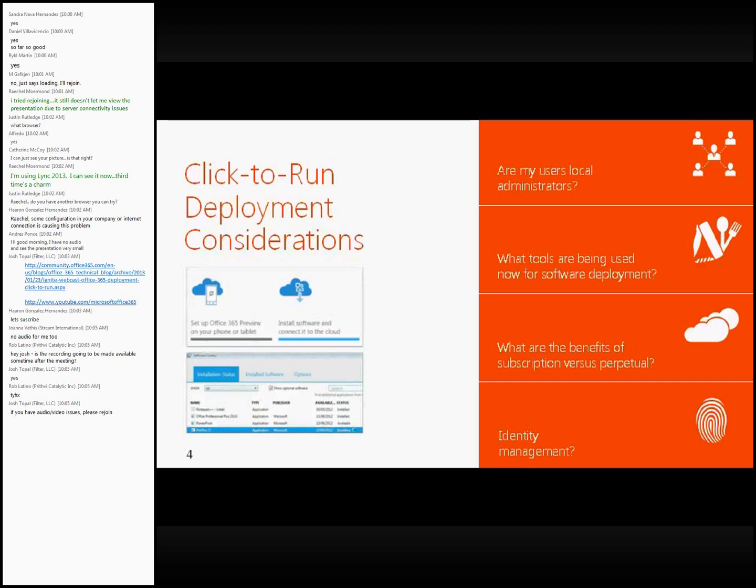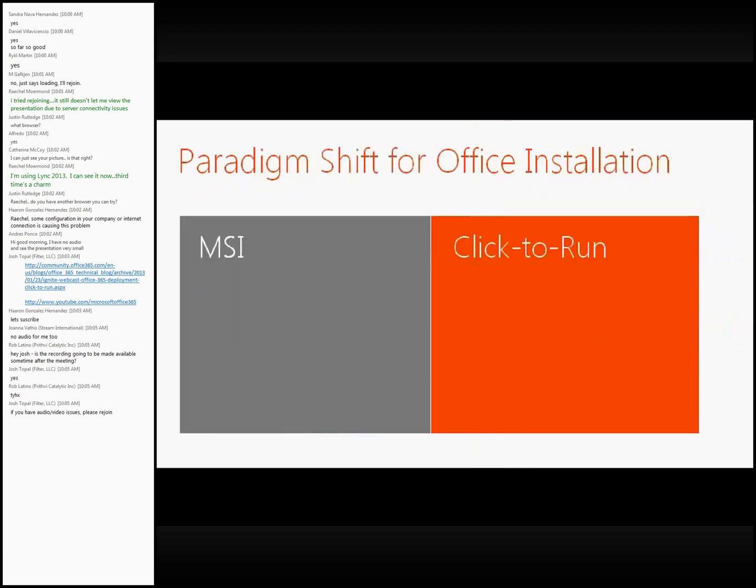So let's talk about a couple key changes with Click to Run and our previous installation technology, Windows Installer or MSI. Well, let me jump, I'm jumping ahead. The current package of Office 2010 takes about 20 to 30 minutes to install, and that's due to the serial nature of Windows Installer setup programs.